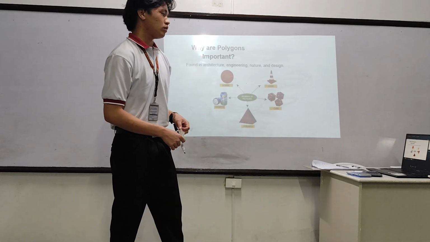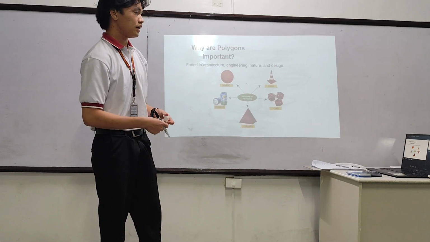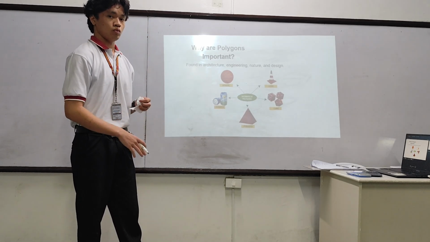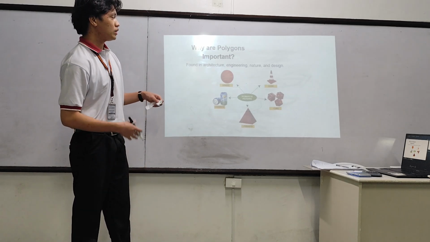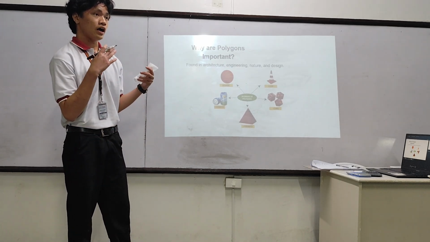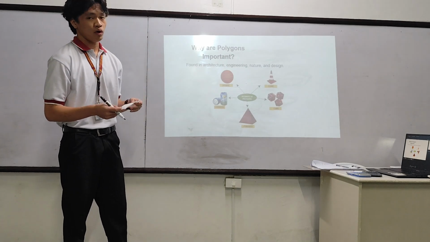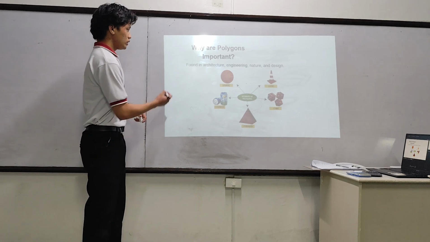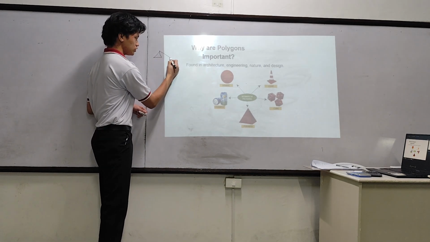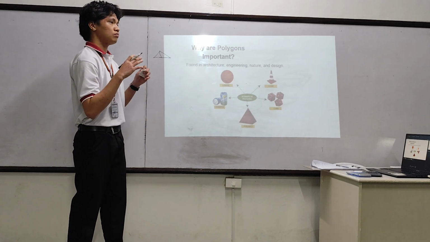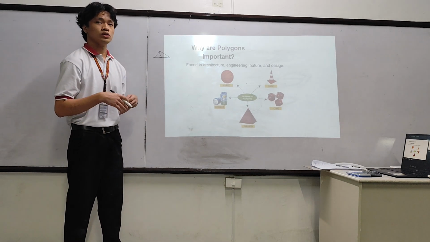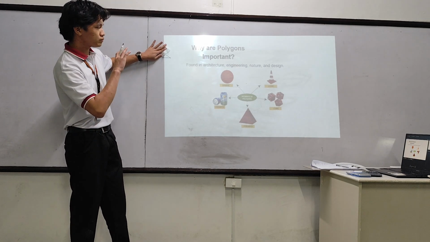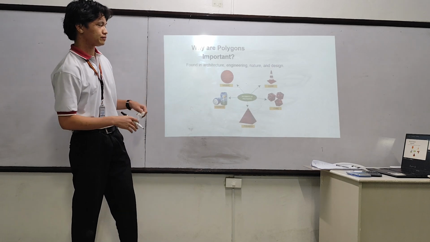So, why are polygons so important today? As I said earlier, polygons are used in patterns like pavement, where you can see tessellation, and you can also find them in architecture and engineering. One of the prime examples is a bridge, where we use trusses, which consist of triangles, to make the bridge stronger and more resilient to the forces that try to bend it.